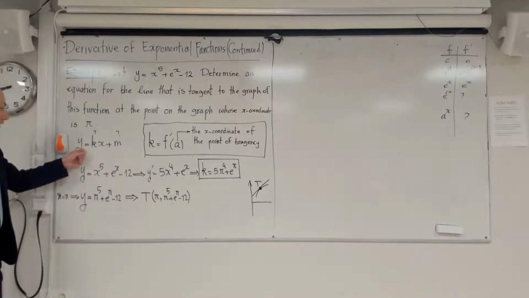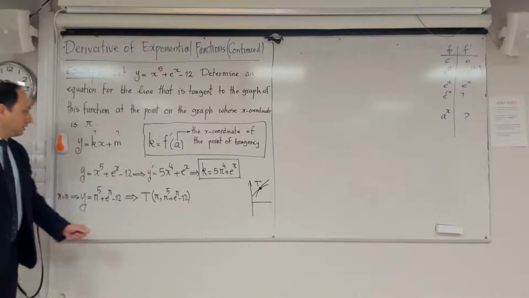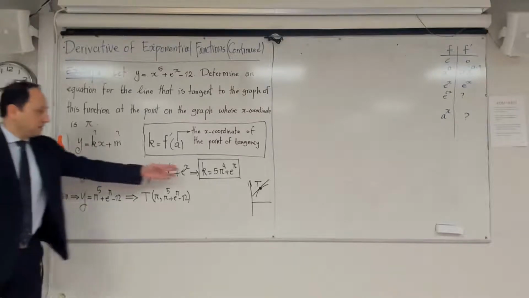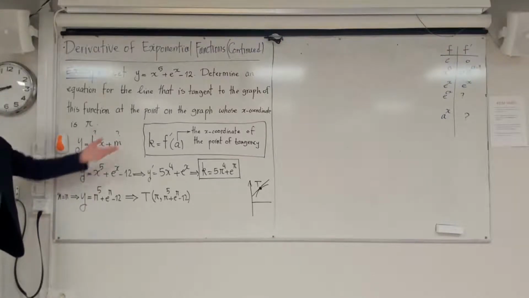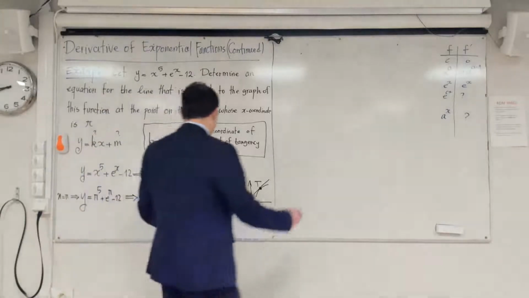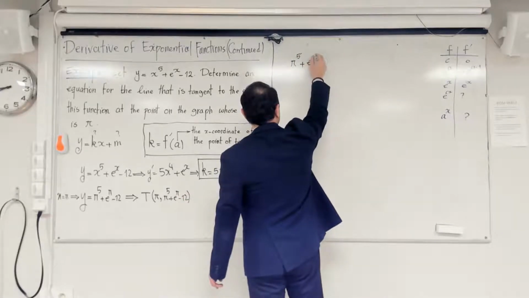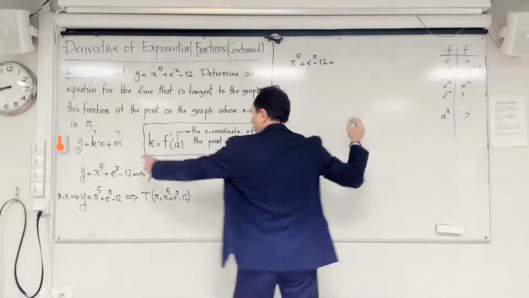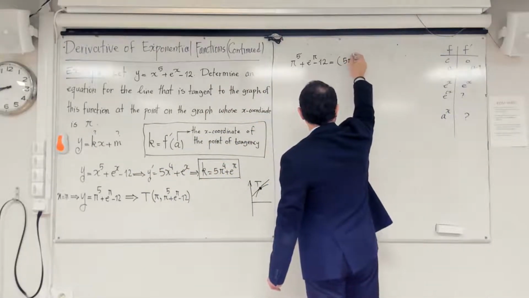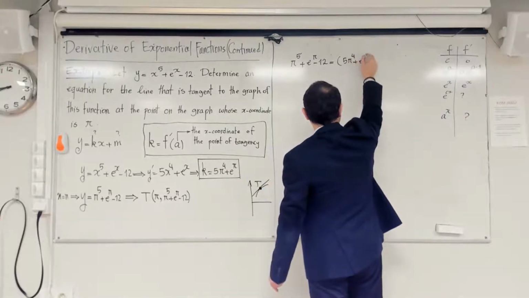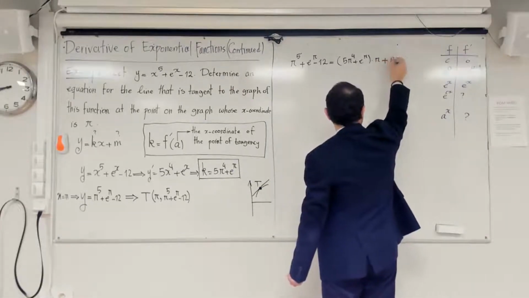And then we realize that this point is also on the tangent line. So it means that if I replace y with the y value, replace x with the x value, and of course replace k with the k value, this should hold. Yes, so then there is only one unknown, and I can find it out. Instead of y, I put this expression, pi to the power 5 plus e to the power pi minus 12. On the right-hand side, I have k, which I have calculated: 5 pi to the 4 plus e to the pi, multiplied by the x coordinate, which is pi, and then I have the missing m.